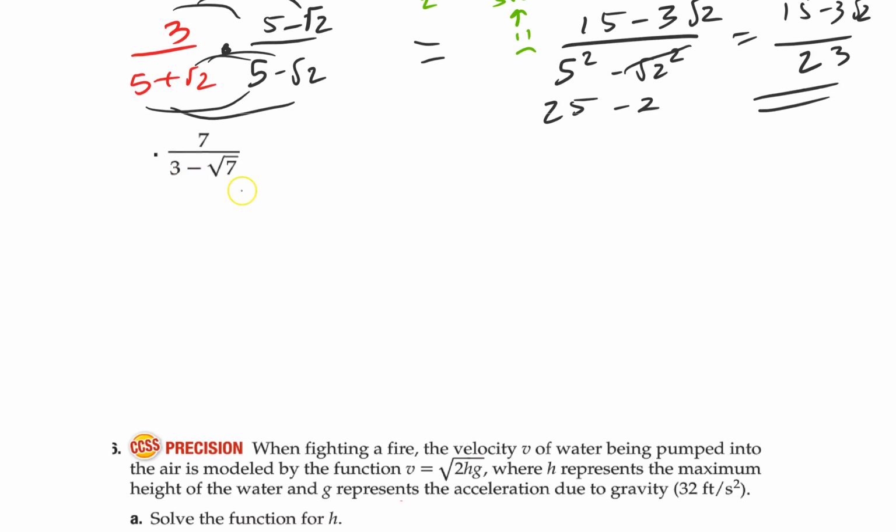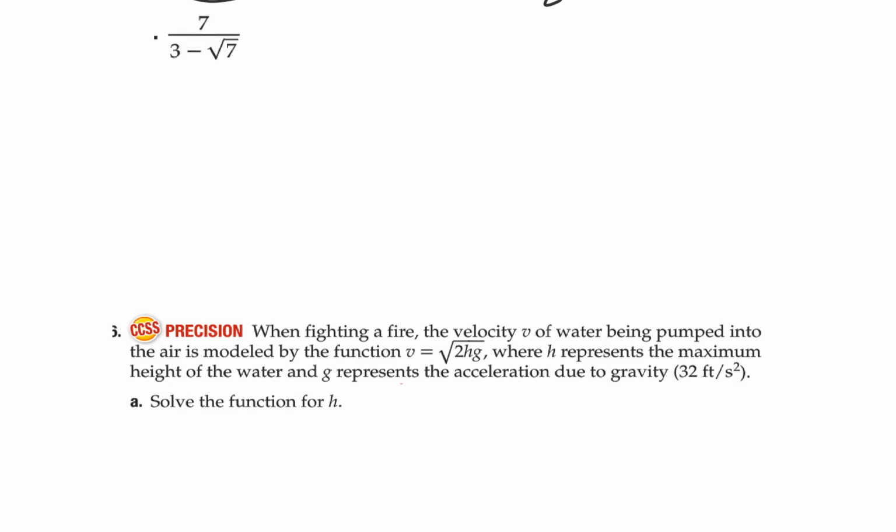So do it one more time so we know the idea. So this one right here, right? Oh, it's binomial on the bottom. We're going to multiply by the conjugate. So multiply both top and bottom by the same thing. Conjugate in this case is 3 plus rad 7.